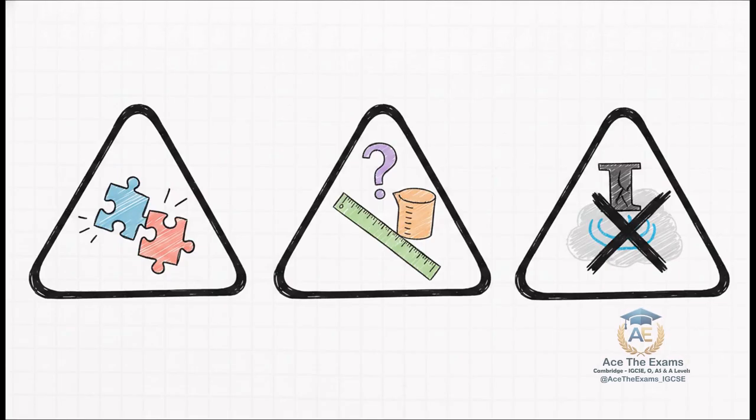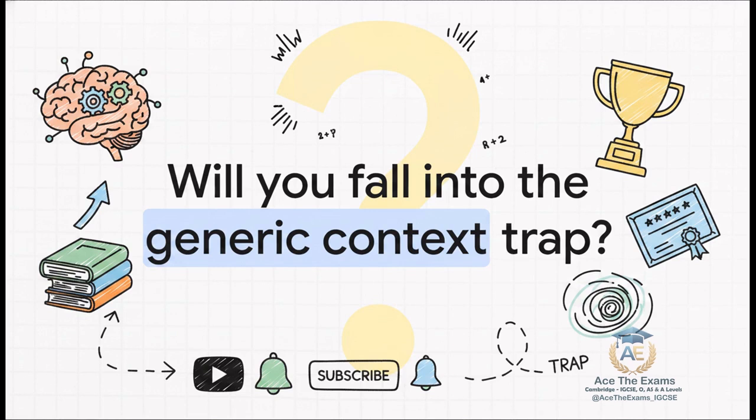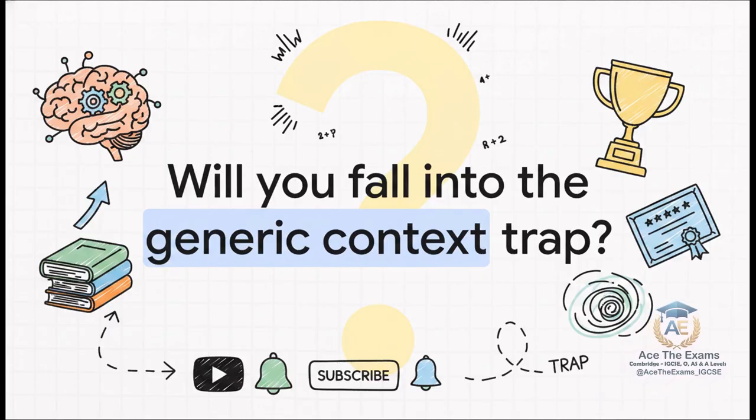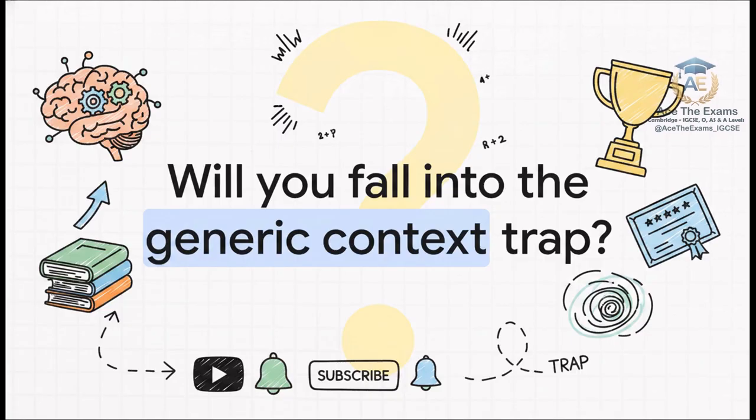And number 3. The absolute most fatal error of all. Providing generic answers that are not specific to the given context. If the exam asks about a steel beam, you talk about the steel beam. So, I leave you with this final provocative question. Will you fall into the generic context trap, or will you use the method mark strategy and the PEEL framework to secure every single point available? The choice between a sea of red pen marks and a perfect score really just comes down to how specifically you can apply these core physics principles.